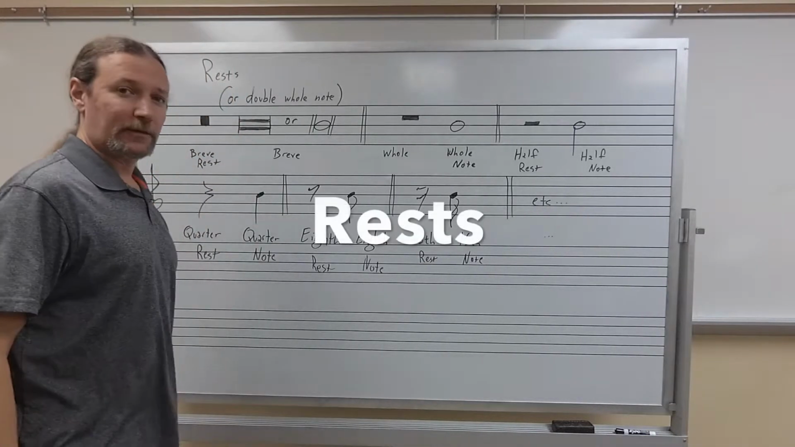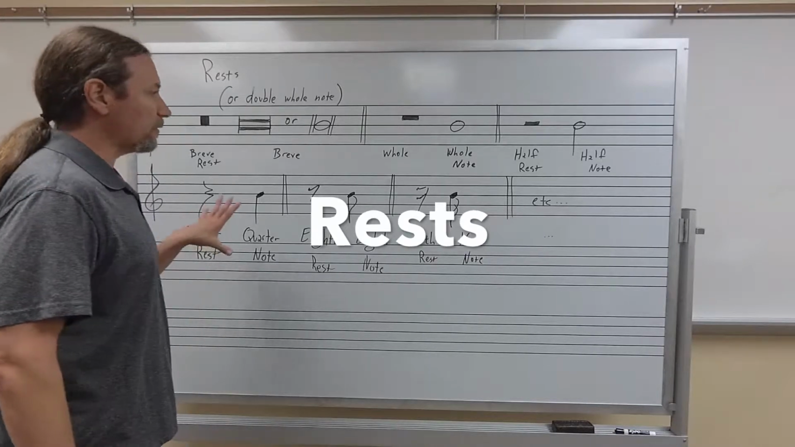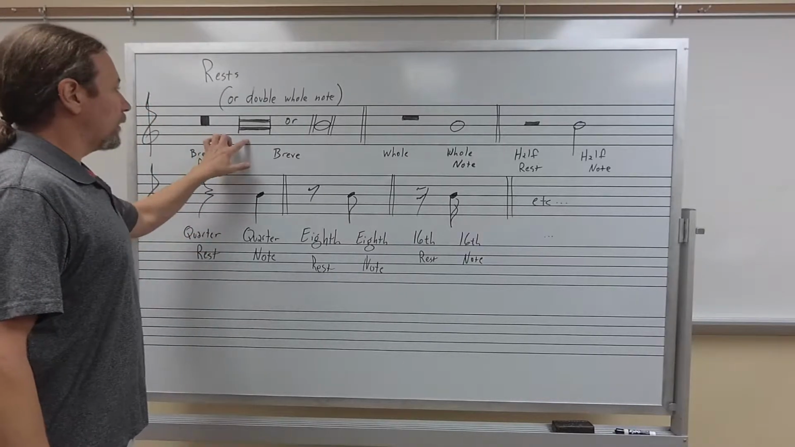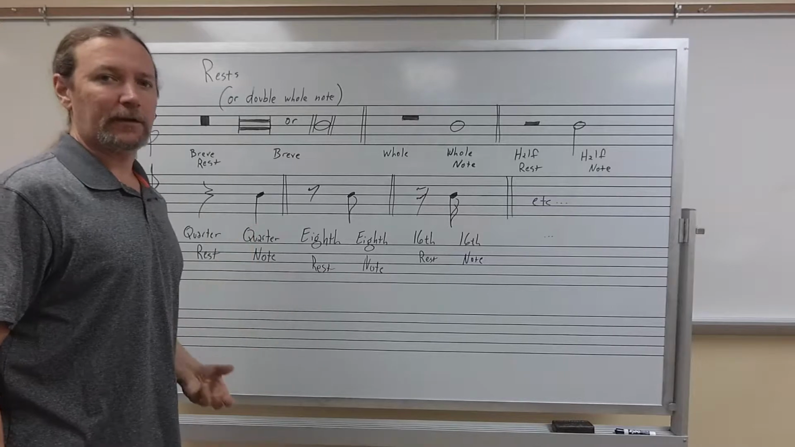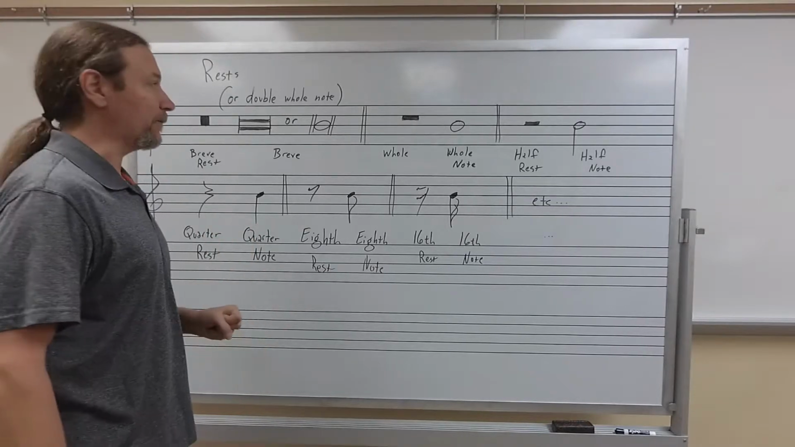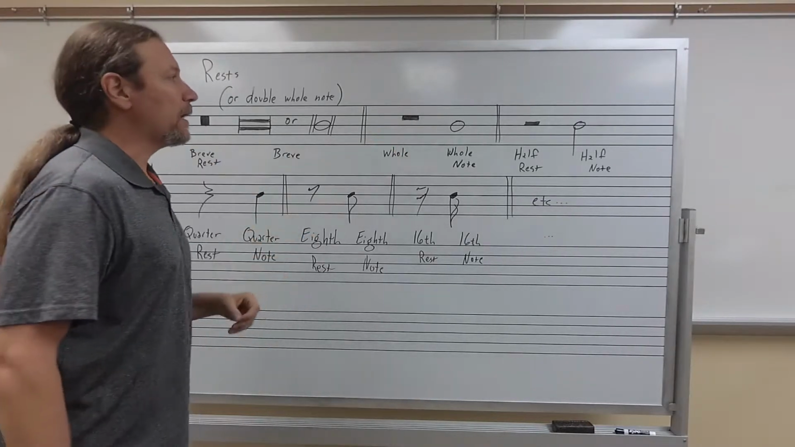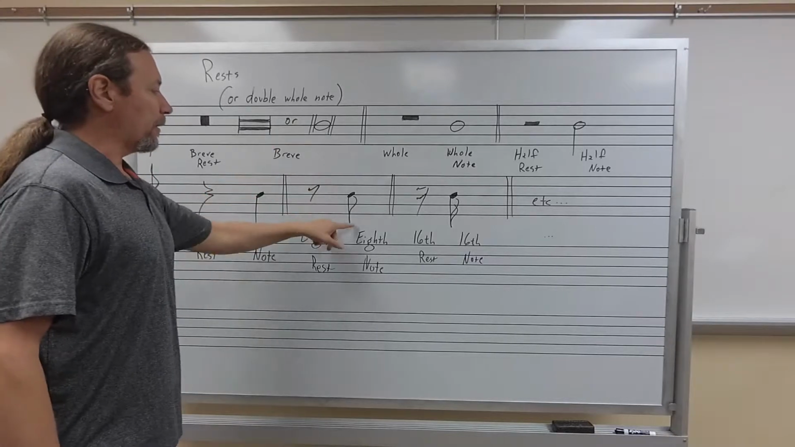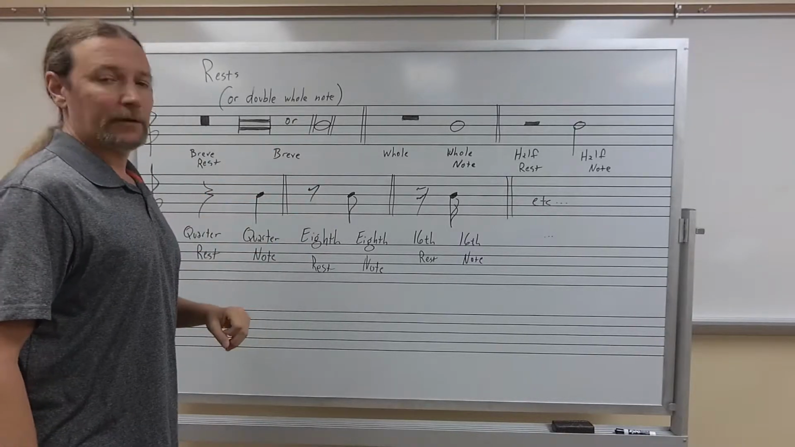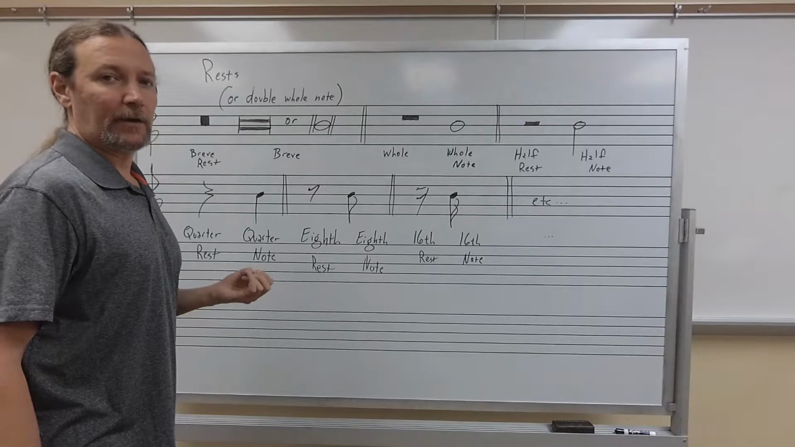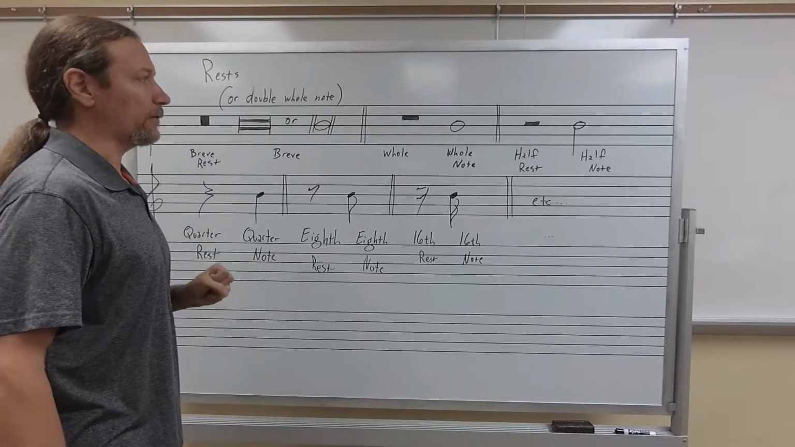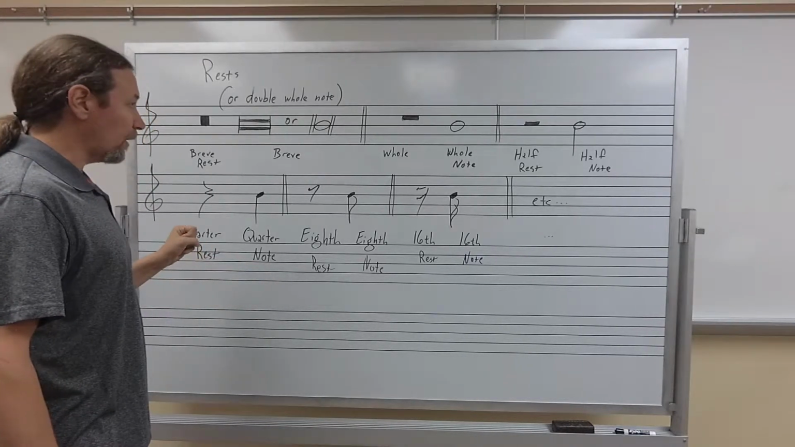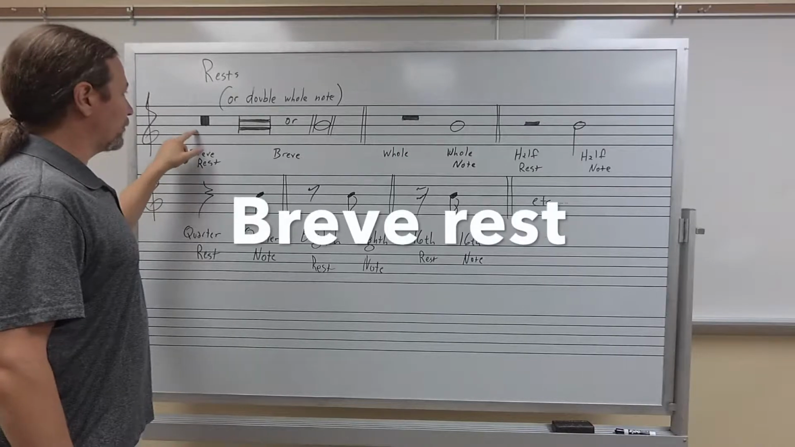This one's entitled Rests. With rests, we have units of silence, units of tacitness, periods of inactivity, and these are the symbols for those. For every note value that we have in music, regardless of what it is, we have an equivalent rest value, or a unit of silence for the same period of time. What we've got here is the breve rest.